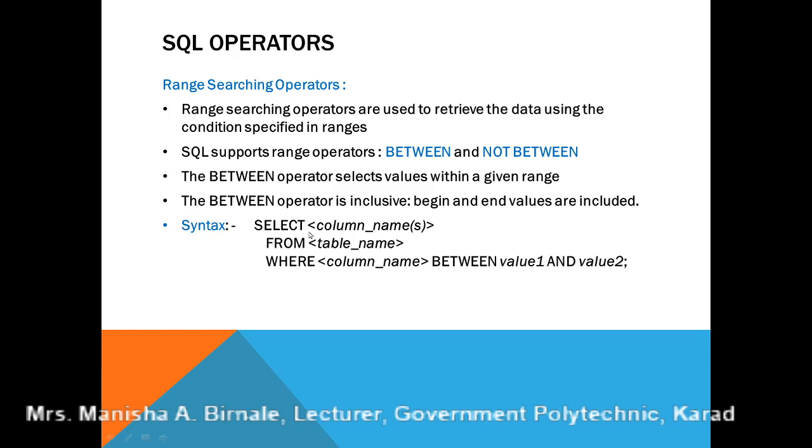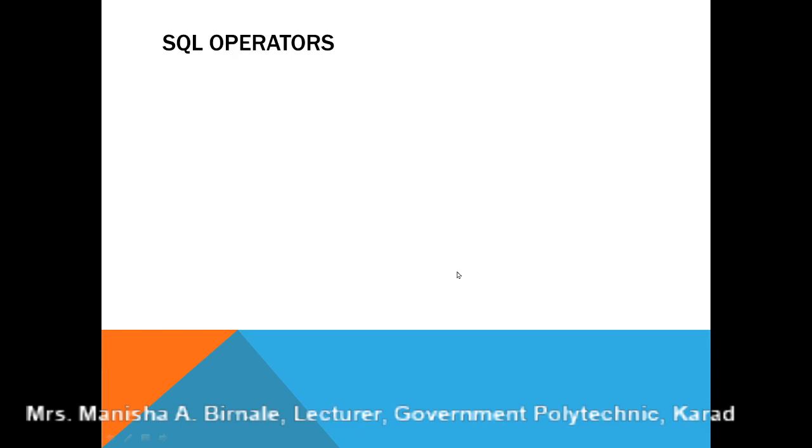This is the syntax for the between range operator. Select, then you have to write the column name, or column names if you want to select multiple columns. Then from table name, and where column name between value 1 and value 2. So these values are inclusive. So this is the syntax for the between operator.